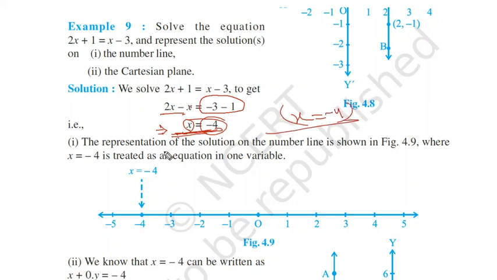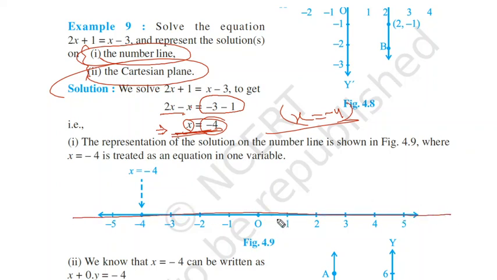Now we have to represent this as a graph. We represent the solution first on a number line, then on the Cartesian plane. For the number line, we have drawn number lines several times in class 6. So first of all, we will draw a line, with the center being 0. Then we have to mark x equal to minus 4. Towards the right, plus 1, plus 2 like this. Towards the left, minus 1, minus 2, minus 3, minus 4. So this point is x equal to minus 4. So simple is the number line.